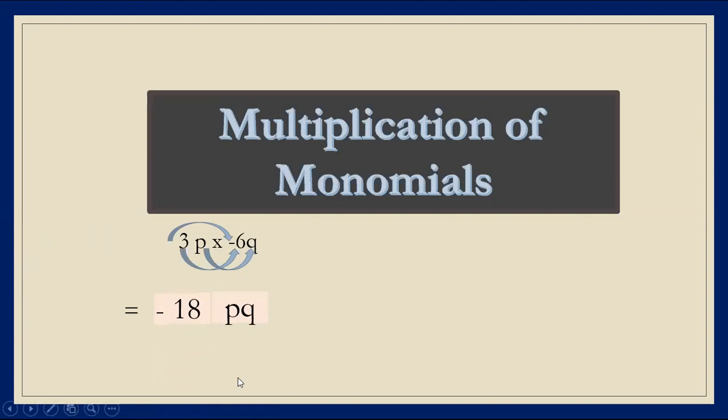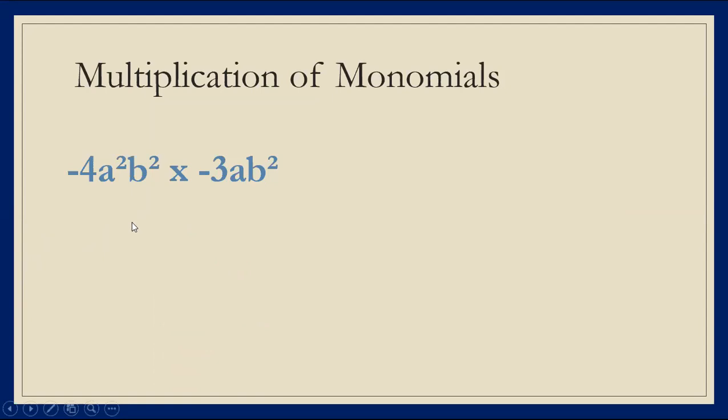Let's take one more example. Again, we have to multiply two monomials. First, we have to multiply the signs. Minus minus gives plus. 4 times 3 is 12. Now, a square, b square and a b square. Now we have to multiply the variables, and here the variables are having powers.